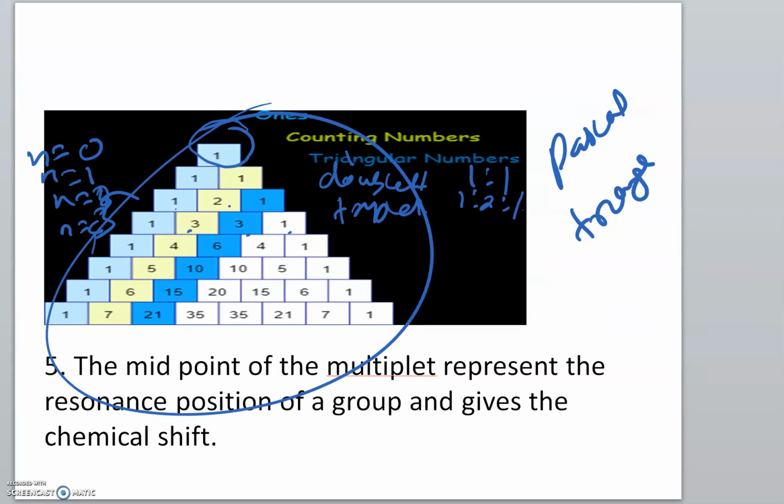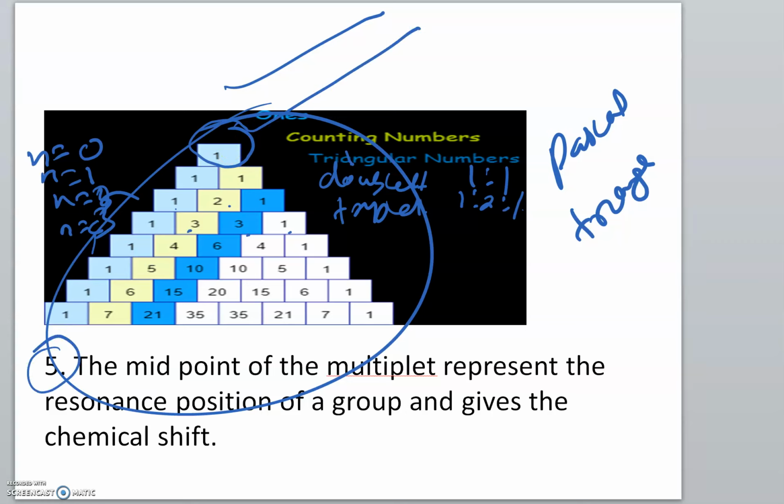That is, due to spin-spin splitting, the line splits into multiplets, and the intensity of this multiplet depends on the coefficients of the binomial expansion (1+x) raised to n. That is shown by this Pascal triangle. It's very easy to study. You already know, I think you know about this.